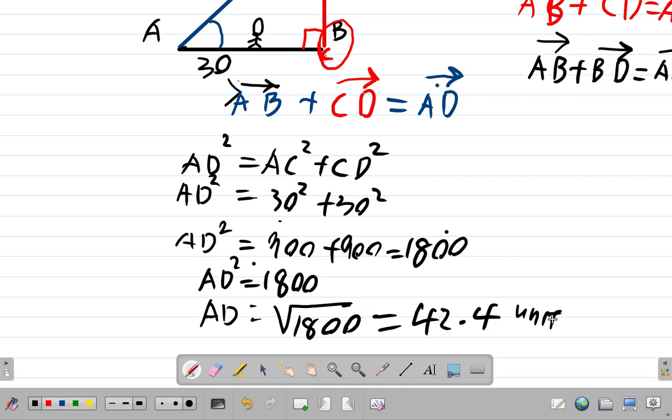Now, I had used Pythagoras theorem because this is a right angle triangle. But remember, if it's not a right angle triangle, you cannot use Pythagoras theorem.